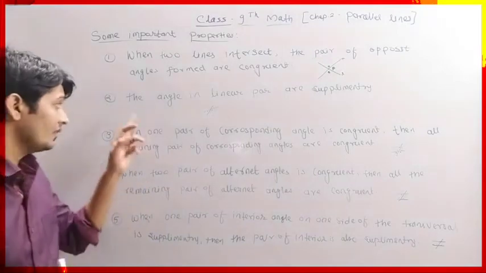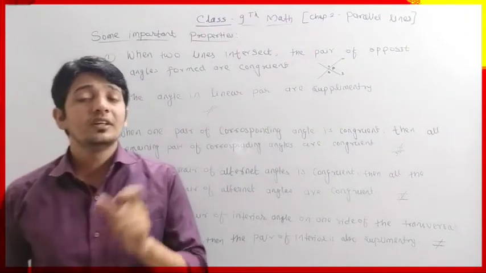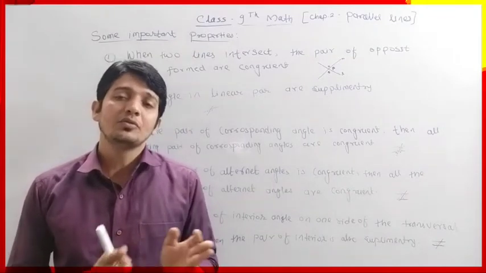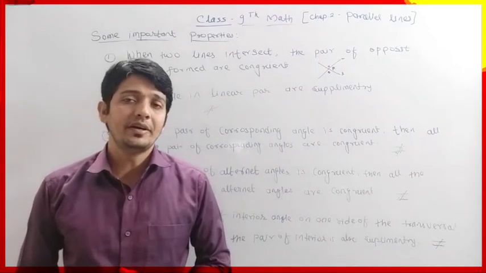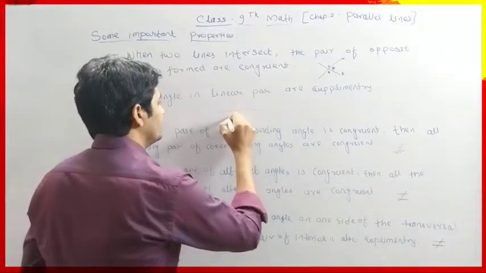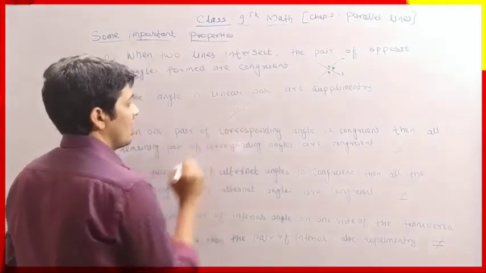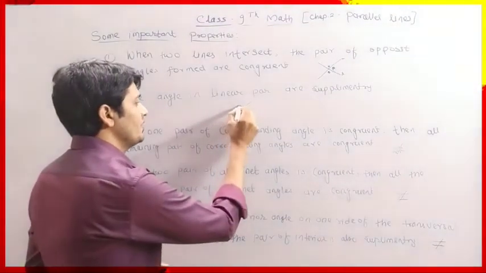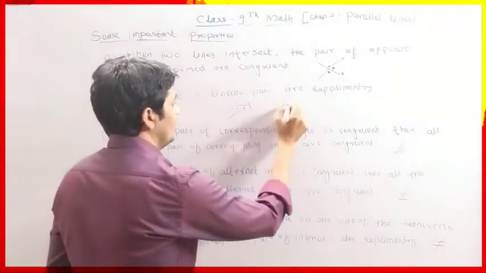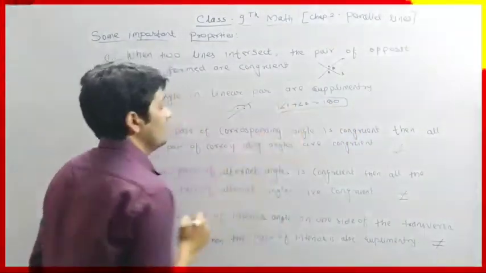Next property says the angles in a linear pair are supplementary. Now what does supplementary mean? The sum of two angles is equal to 180 degrees, so we say they are supplementary. See, this is the line and this is the transversal line. Then this angle and this angle are supplementary. Supplementary means the sum of this angle plus this angle is 180 degrees. So angle 1 plus angle 2 equals 180 degrees, that means they are supplementary.